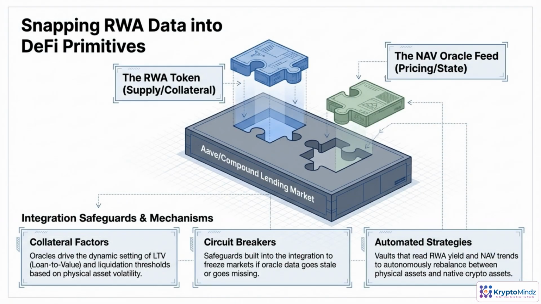Once RWAs plug into DeFi, they essentially become new collateral types plus new data feeds. The RWA token supplies collateral into lending markets like any other asset. A NAV oracle keeps pricing and state aligned with the off-chain portfolio. On top of that, you add safeguards. Collateral factors and LTVs adjust based on volatility. Circuit breakers pause activity if oracle data breaks. With those basics in place, automated strategies can rebalance between RWA exposure and crypto-native assets, targeting the best risk-adjusted yield.